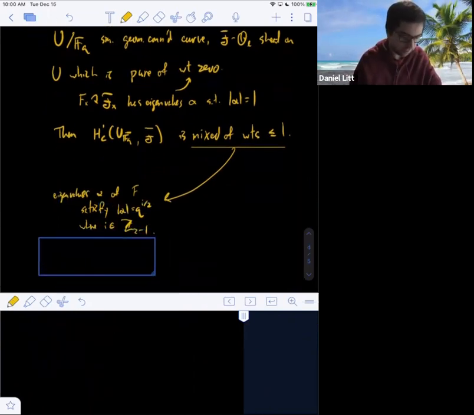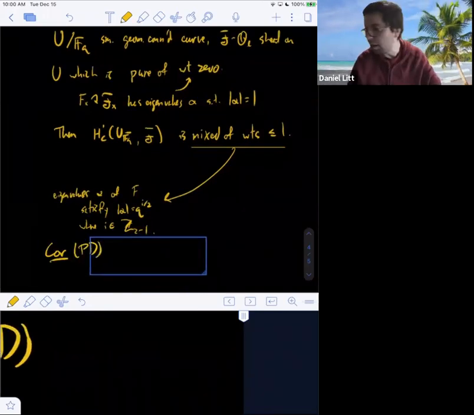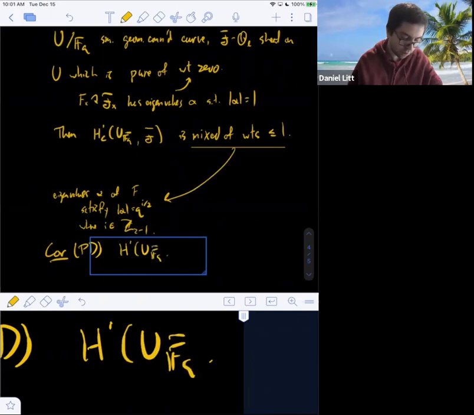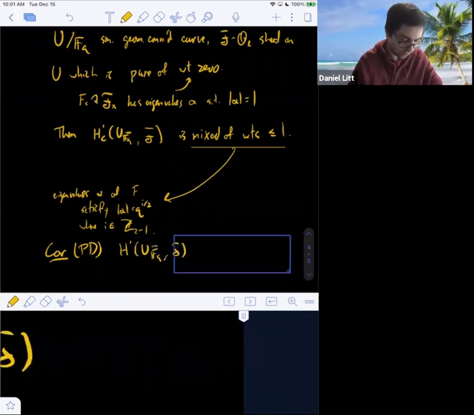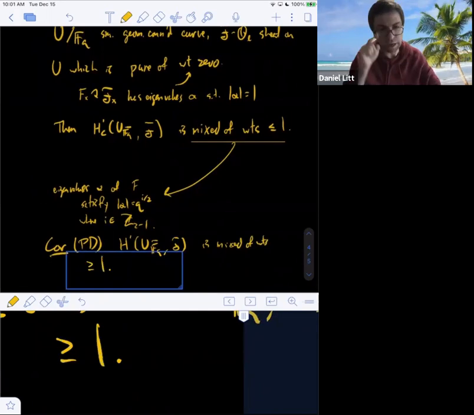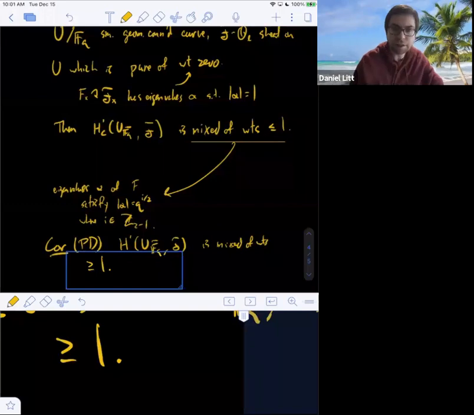Okay, and then the corollary, which is just immediate by Poincare duality, is as follows. Just without compact support, H1 of U over F_q bar with coefficients in F is mixed of weights greater than or equal to 1. And in fact, combining these facts, you really are just going to get weights, in the second case, which are just weights 1 and 2. That's all that will happen. All right. Are there any questions about this?